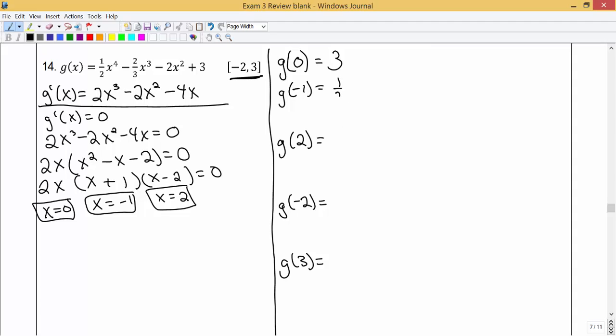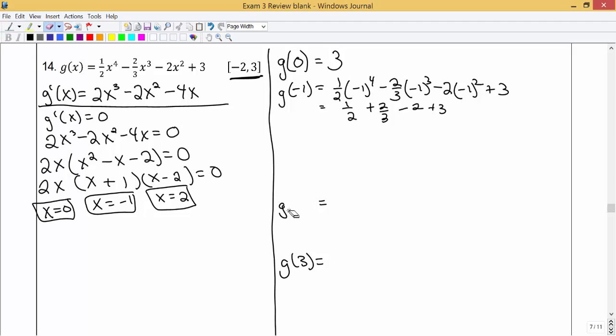G of -1, so we're going to put in 1/2 x to the 4th power, so that's -1 to the 4th power, minus 2/3 times -1 cubed, minus 2 times -1 squared, plus 3. So we'll end up getting -1 to the 4th is 1, so that's 1/2. And this would be a -1 cubed, that would be -1, so that's +2/3. -1 squared would be a +1, so we're left with -2 and then plus 3.